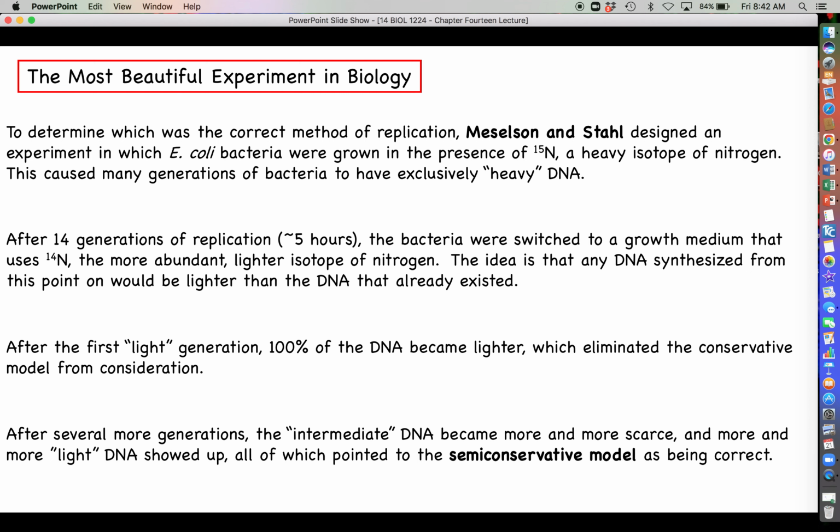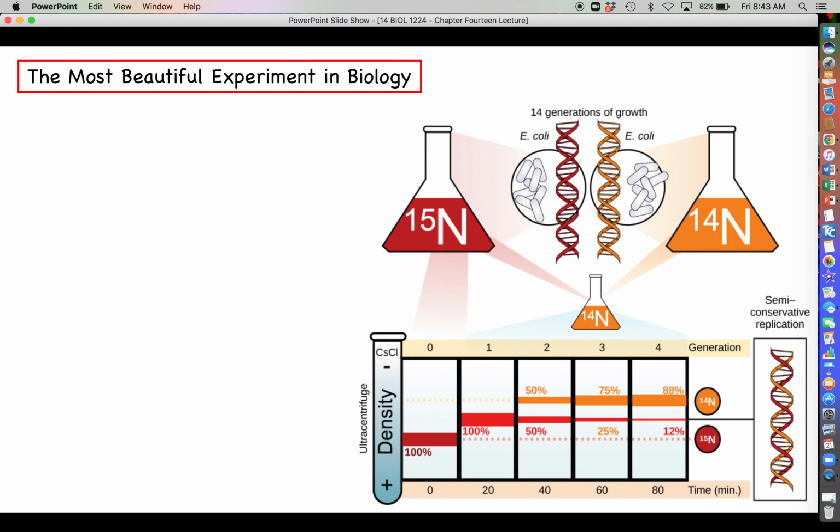And then what they found is that after several more generations, this light DNA that we see after one generation, after the 15th generation, we're going to call the intermediate DNA. It became more and more scarce, and more and more of the DNA was even lighter than that intermediate DNA was before it. We'll see a figure on the next slide that illustrates this nicely. But basically, all of this pointed towards the semi-conservative model being the correct one, and not the dispersive or conservative models.